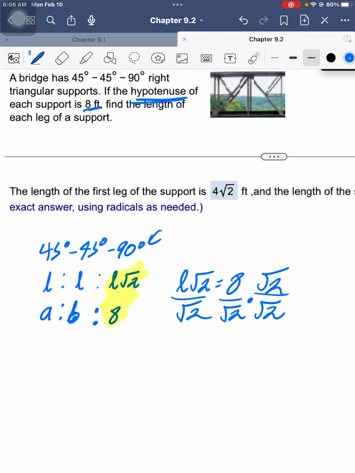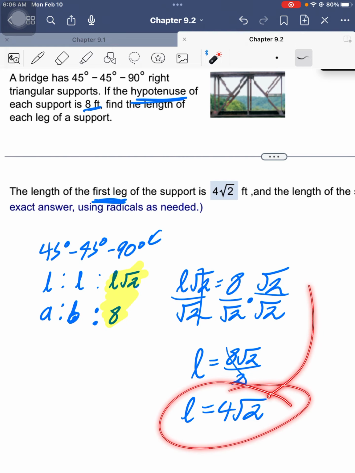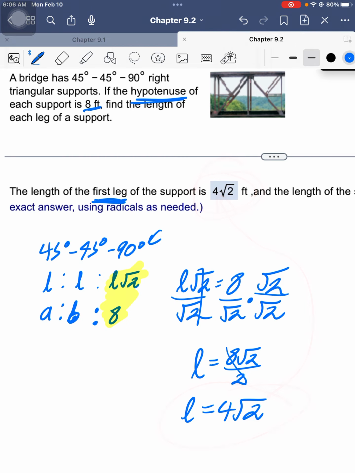Once again, I cannot have a radical, so I'm going to do this. So L is equal to 8 square root of 2 over 2. This will simplify, so my L is actually equal to 4 square root of 2. The length of the first leg, well, the legs are the same. So this leg and this leg are the same. So what's my answer? 4 square root of 2.